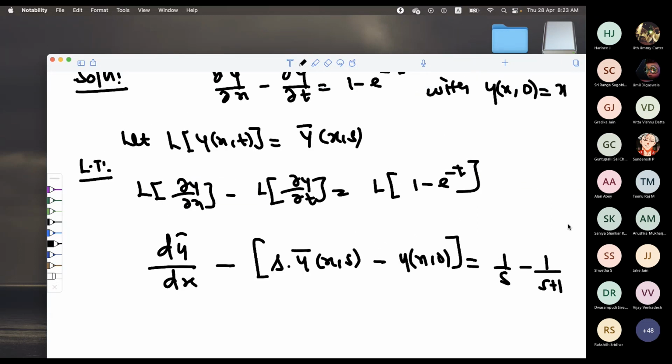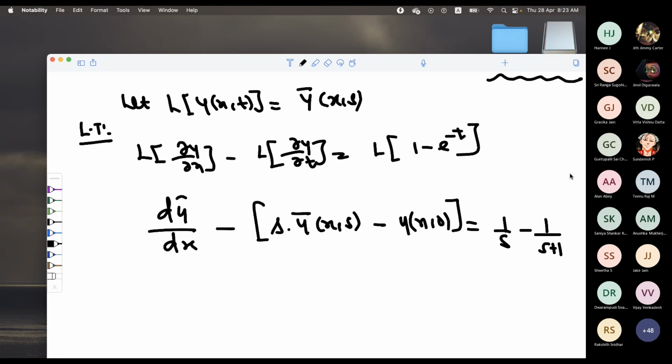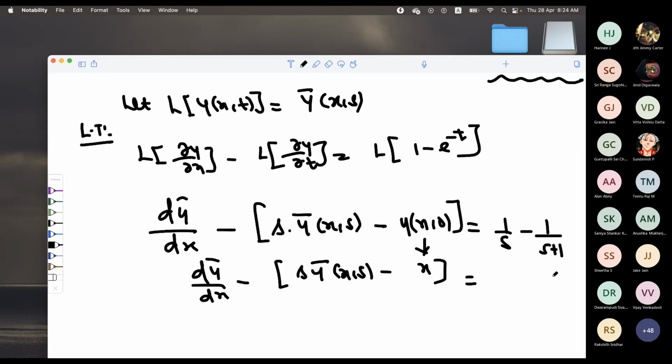So what is given? y of x comma 0 is x. So this can be replaced by x. So s into y bar of x comma s minus this x, and dy bar by dx minus this is 1 by s minus 1 by s plus 1, or we may take it in LCM form. Okay, so it's again LCM form. It is s plus 1 minus s, so it is 1 upon s into s plus 1. Am I right?